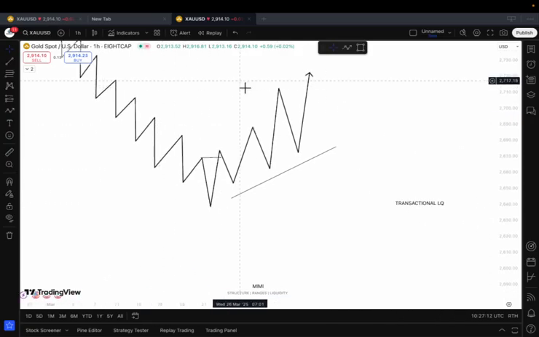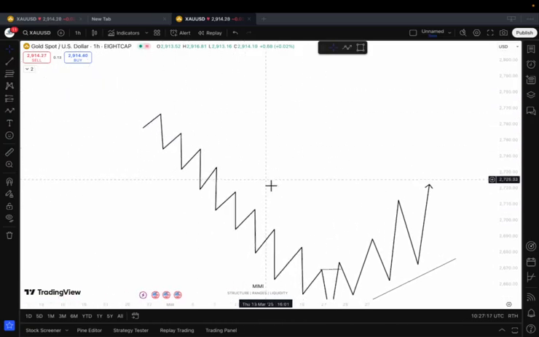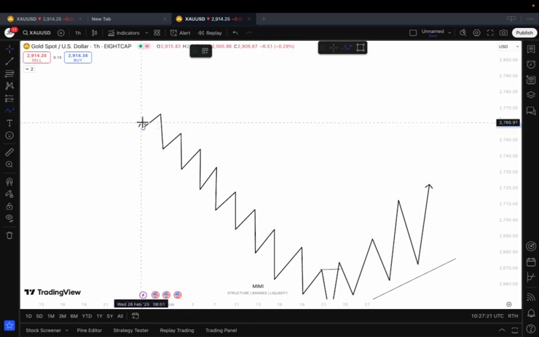Now, where is this range? The range is where the initial trend started from. The initial downtrend, where did it start from? Let's try to make provision for that.